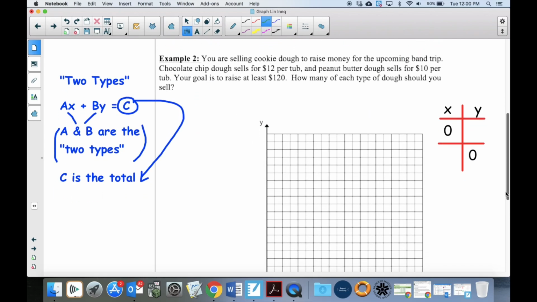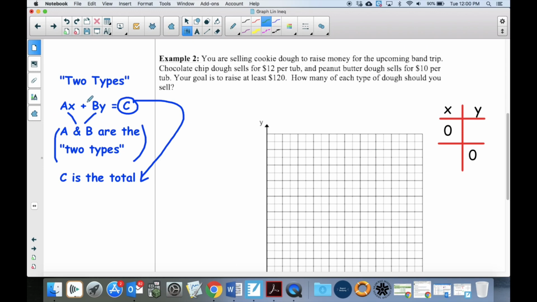Example number 2. You are selling cookie dough to raise money for the upcoming band trip. Chocolate chip cookie dough sells for $12 per tub, and peanut butter cookie dough sells for $10 per tub. Your goal is to raise at least $120. How many of each type of dough should you sell?